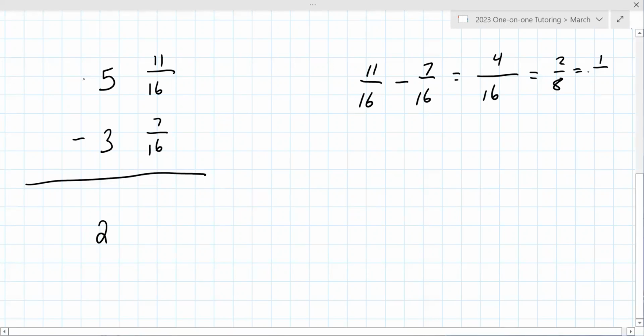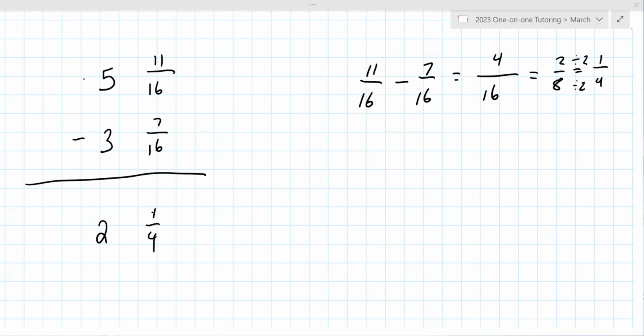You have to divide them both by 2, so 1 over 4. Yes. Three. All right. Any questions on that? No. Okay, very good.